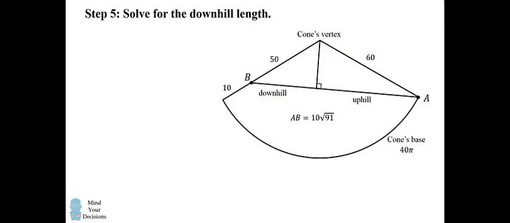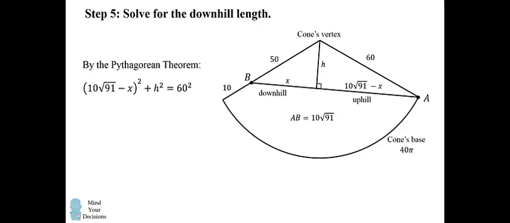So now, how do we figure out the downhill length? We again use some geometry. Let's label the downhill portion x. The uphill portion will be 10 square root of 91 minus x. And let's label the distance from the vertex to the line AB as h. By the Pythagorean theorem, in one triangle, the uphill portion, we have the quantity 10 times the square root of 91 minus x squared plus h squared is equal to 60 squared. And in the downhill triangle, we have x squared plus h squared is equal to 50 squared.